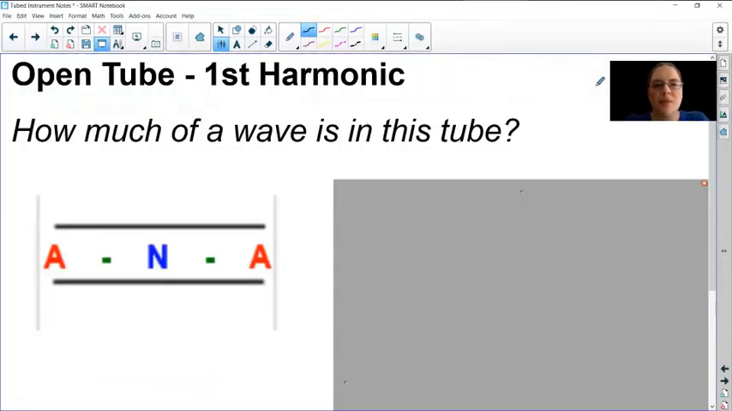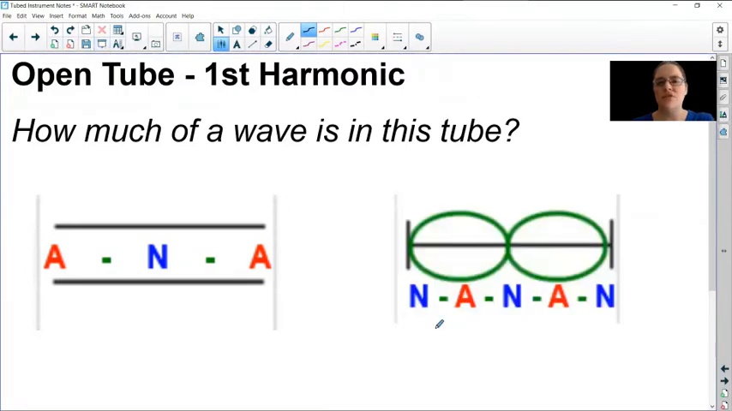So we have established that the first harmonic for an open tube has the pattern ANA. The question is, how much of a wave is in this tube? To answer that question, I actually want to think back to strings for a minute. What you'll see here drawn on the screen is not actually the first harmonic for a string, it's the second harmonic, but that's not what's important.